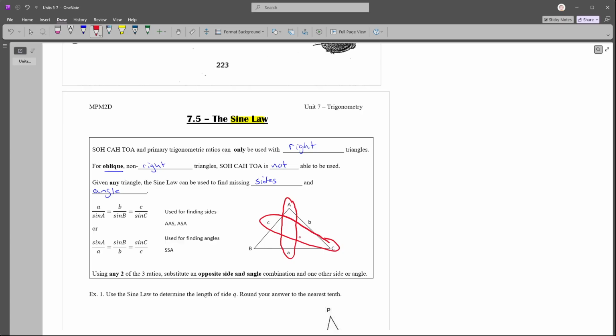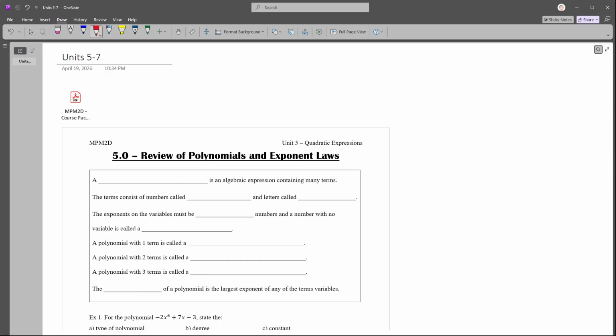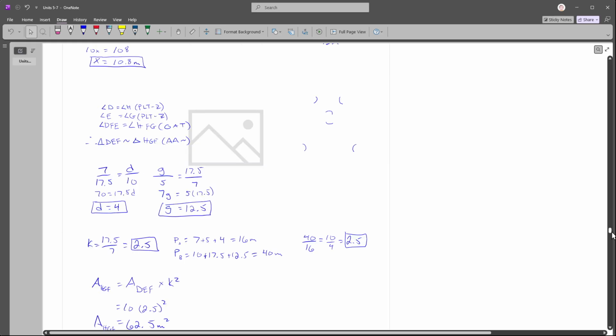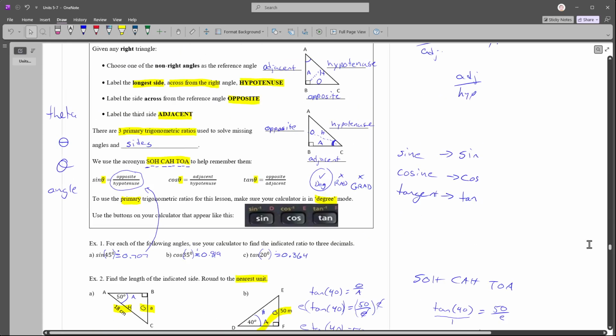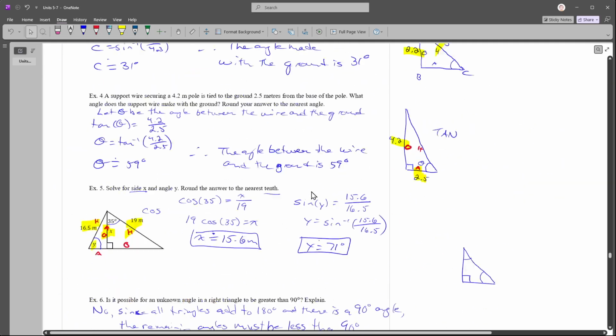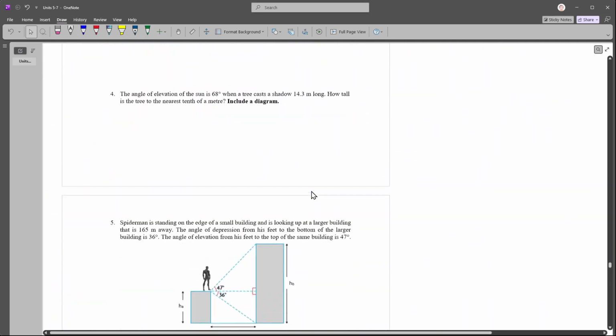When you set up these ratios, you want to set them up in a very specific way. Whoa, I think I just lost everything there. What just happened? I think I just scrolled down the whole way. Where did we go? We just lost a whole bunch of stuff there. Oh, 7.3, 7.4.